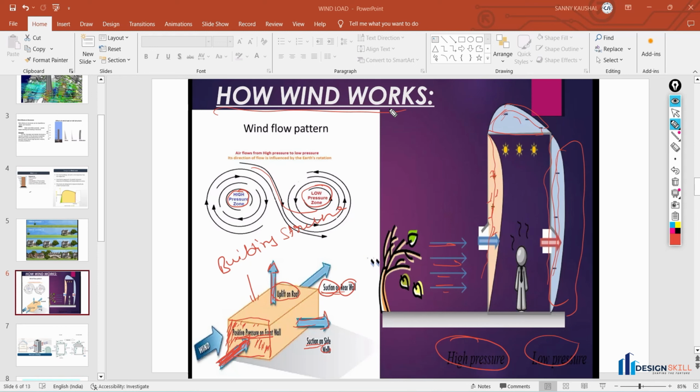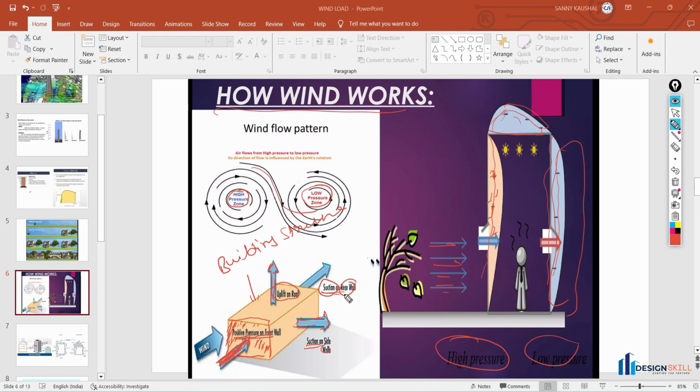This is the pattern of the wind, where we actually need to know how the wind is going to work. Now this is going to help when you analyze your project. When you analyze the project, there you will see how the high pressure and the low pressure are going to affect your structures. At the analysis time, this concept is very much required to know.